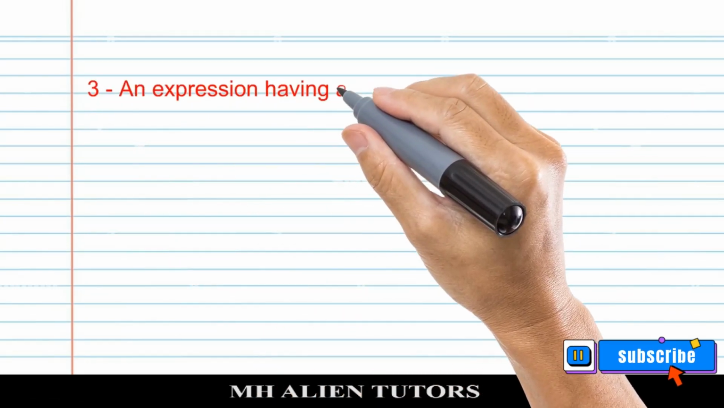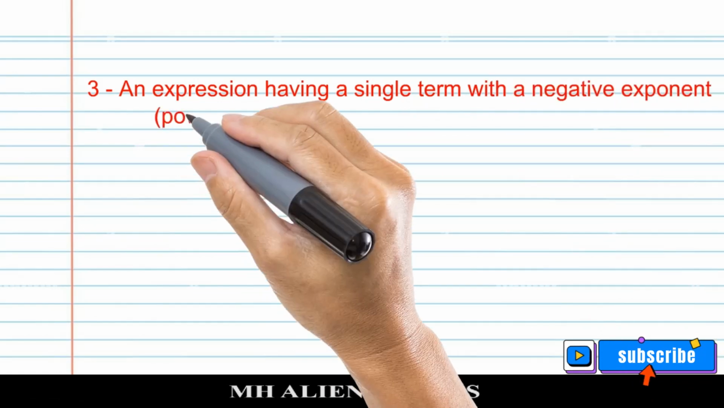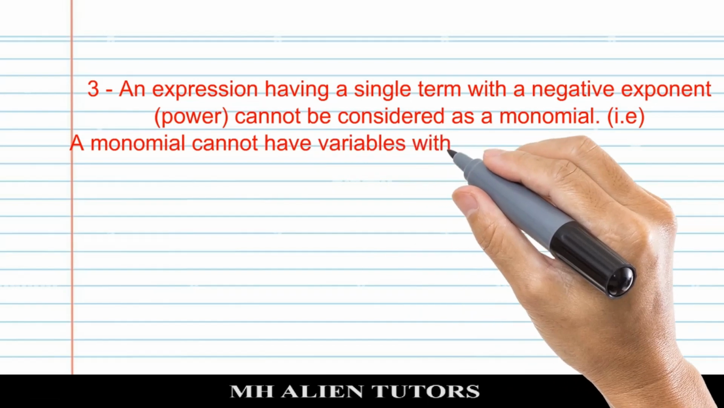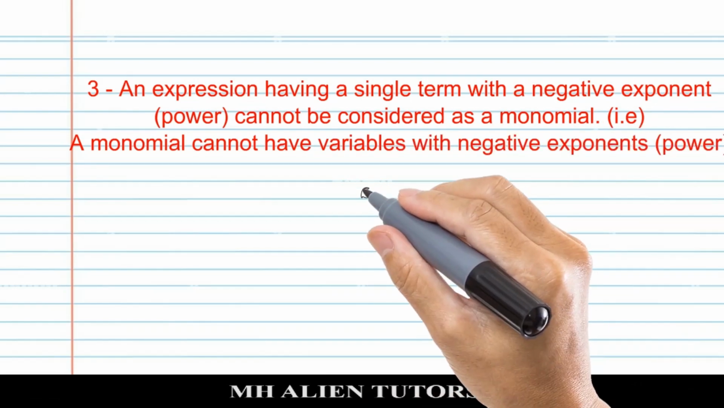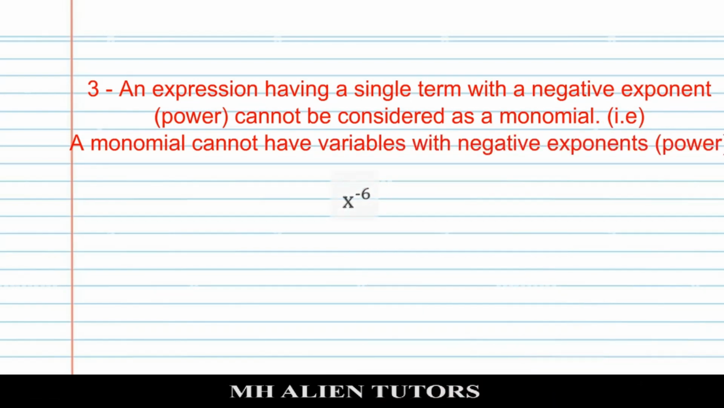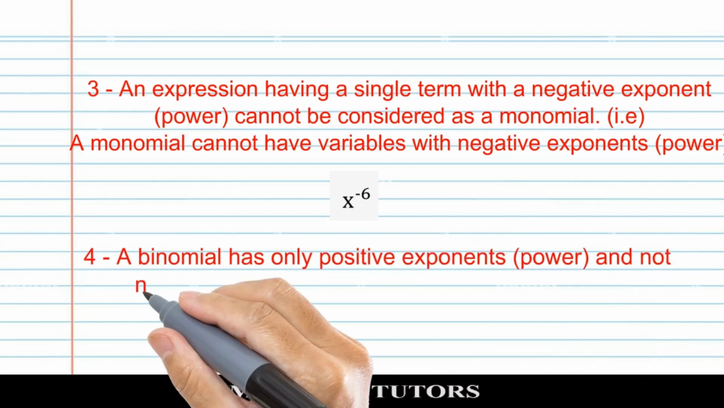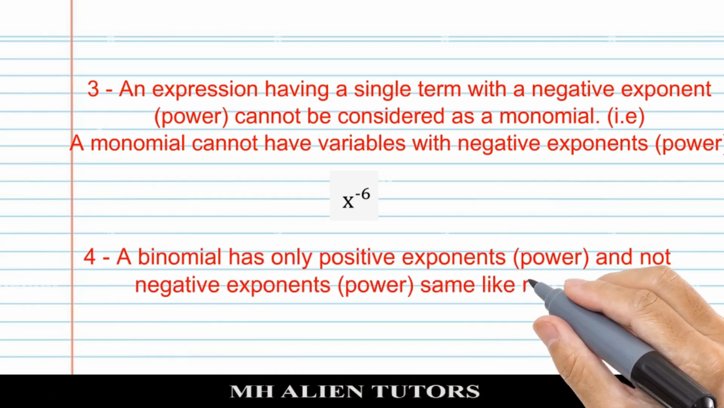An expression having a single term with a negative exponent cannot be considered as a monomial. That is, a monomial cannot have variables with negative exponents. In the below example, x raised to the power of minus 6 cannot be considered a monomial due to the negative power or exponent. A binomial has only positive exponents and not negative exponents, same like monomial.